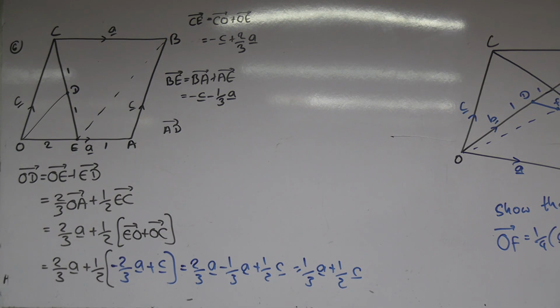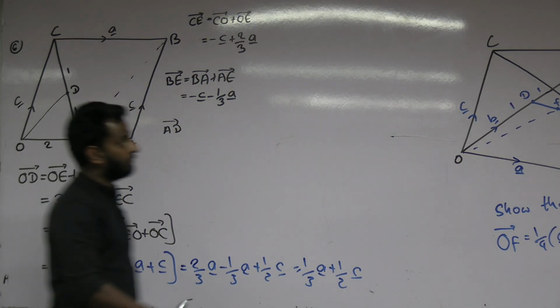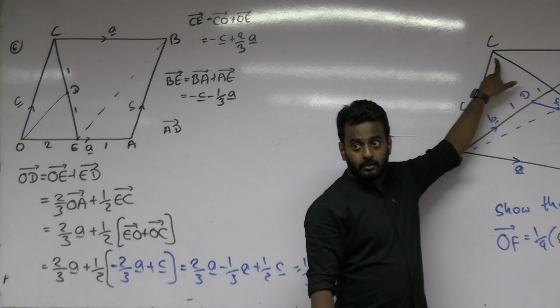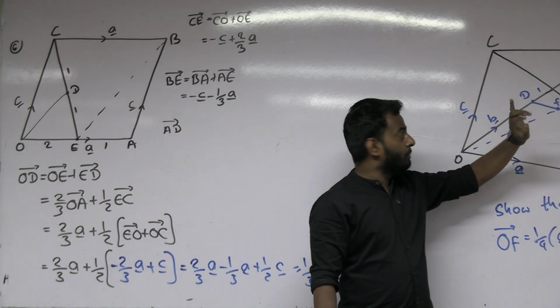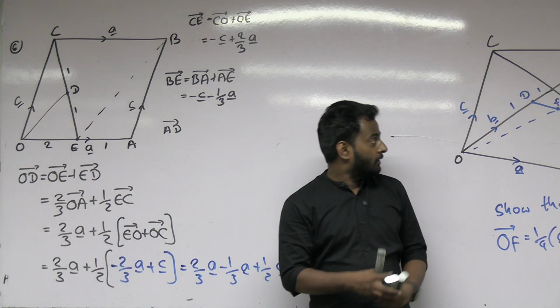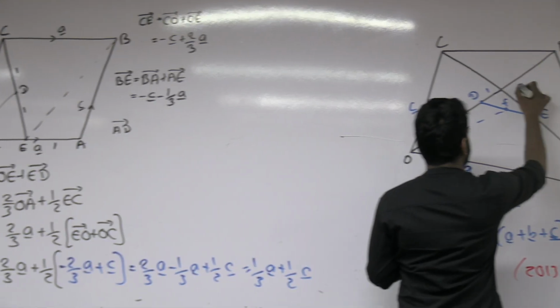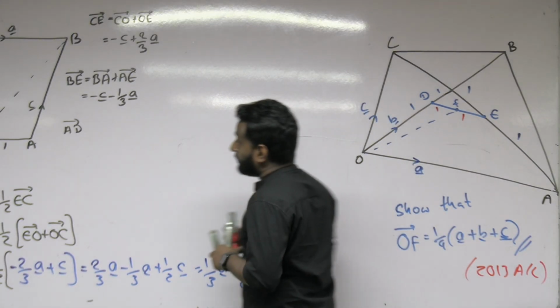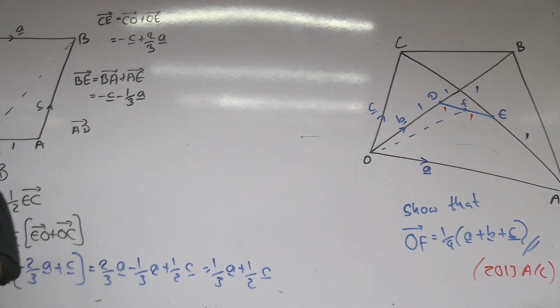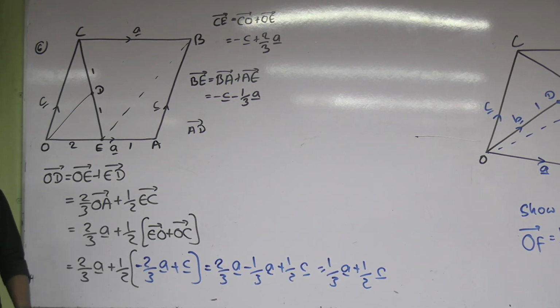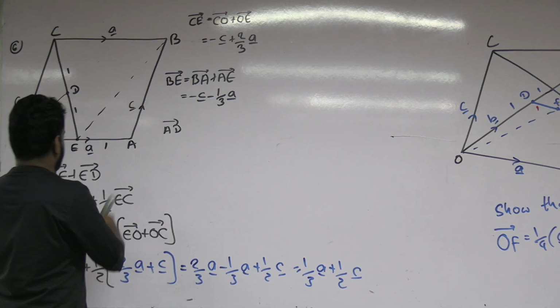Yes. E is the midpoint of AC, D is the midpoint of OB, and F is the midpoint of DE. Okay, so all these are midpoints and the ratios are 1 to 1. Here also it's a midpoint, ratio is 1 to 1. The ones who finished this, is this correct? The vector OD is half C and 1 over 3 A. Okay, and we'll finish AD also.